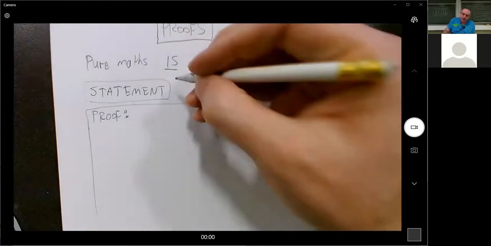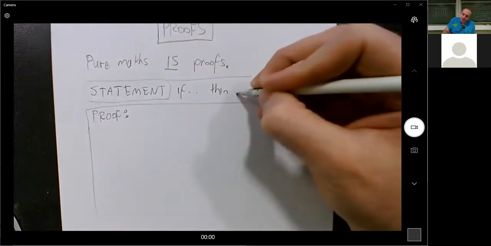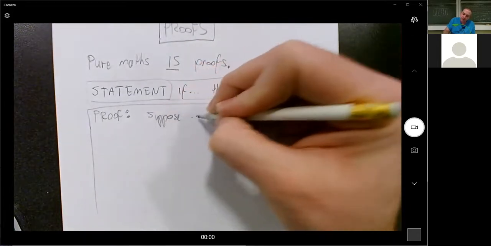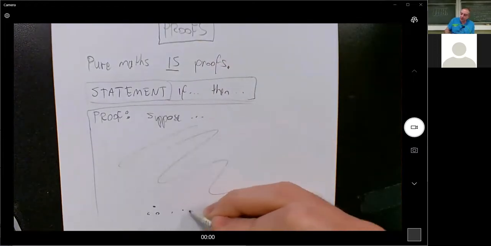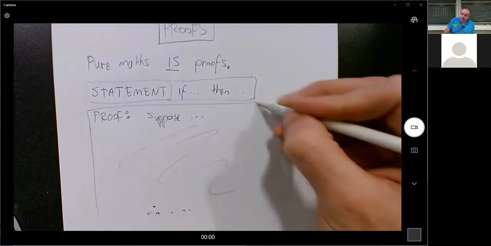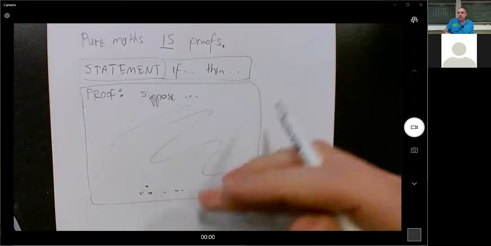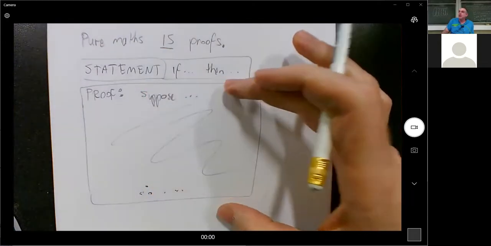But usually if the statement is like if blah, blah, blah, then blah, blah, blah, then the proof will go suppose blah, blah, blah, working, working, working, therefore blah, blah, blah. And that's just an example of how the grammar of this becomes different when you talk about it here.